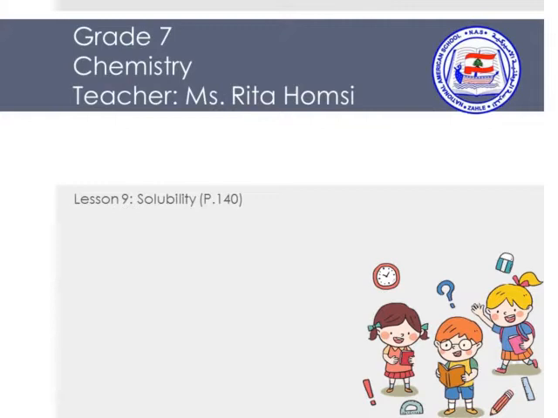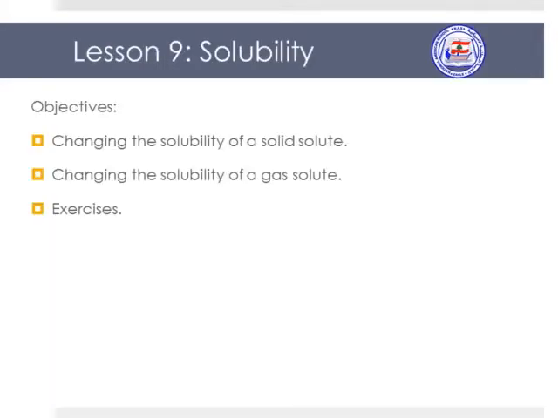Today we will continue explaining lesson 9, solubility, so please open your books to page 140. Today we will learn how to change the solubilities of solid and gas solutes, and we will solve some exercises.